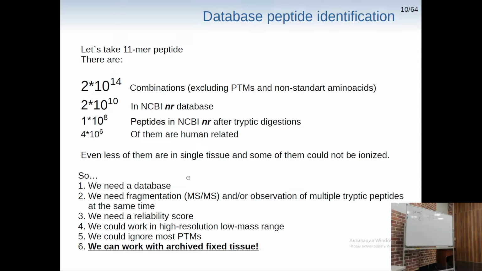So, to be able to identify a peptide within the database, we need this fragmentation. We need some reliability score to compare how likely it is that this spectrum arises from this protein, which we've found in our database. And also, we would like to use high resolution. We would like to use a low mass mode, so not all mass spectrometers are available for proteomics because of this. And also, we could ignore most post-translational modifications because of two things.